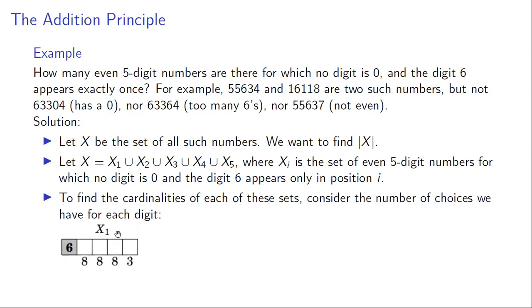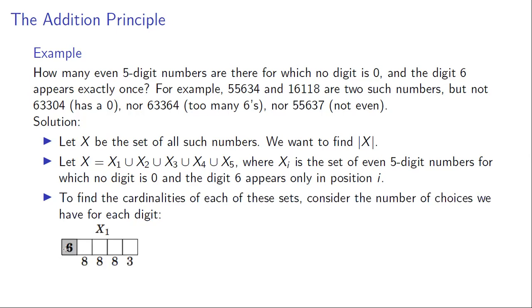So if we look at X sub 1, there has to be a 6 in position 1, and then we have 5 other digits. The question is, how many choices do we have for those other digits? Well, for the one after the 6, we have 8 choices. That's what this 8 means. Why 8 choices? Because we cannot use a 6 again, because there has to be exactly one 6. So we used 6 already, so we cannot use it again.